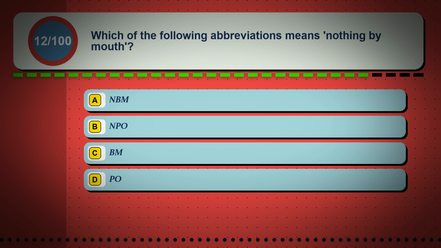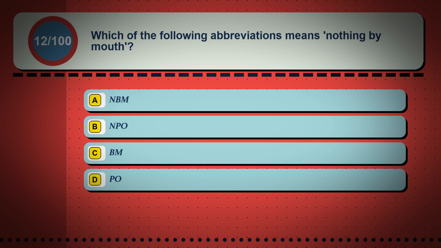Question 12. Which of the following abbreviations means nothing by mouth? Option A. NBM. Option B. NPO. Option C. BM. Option D. PA.